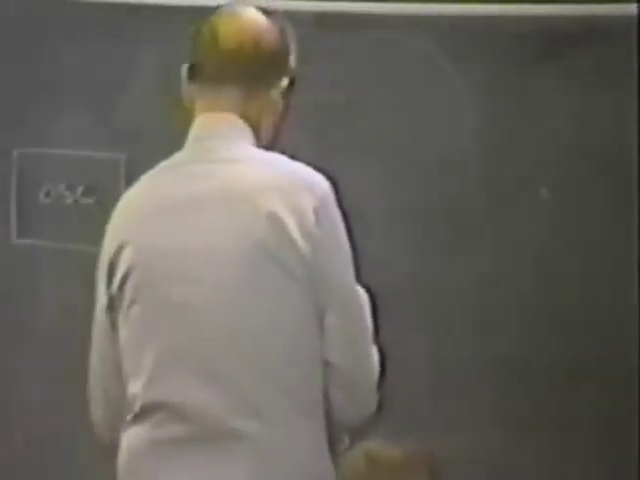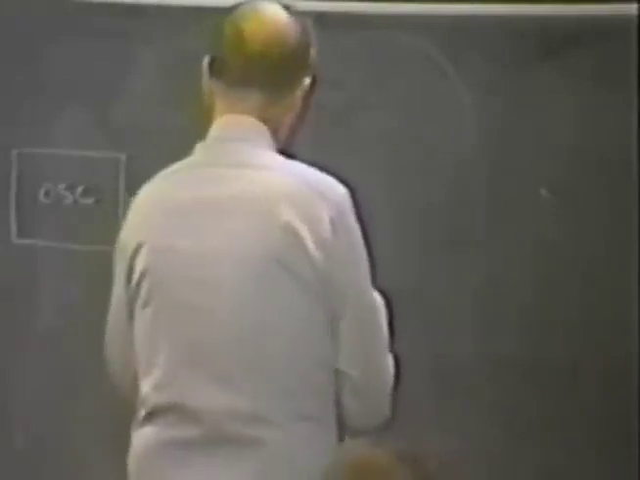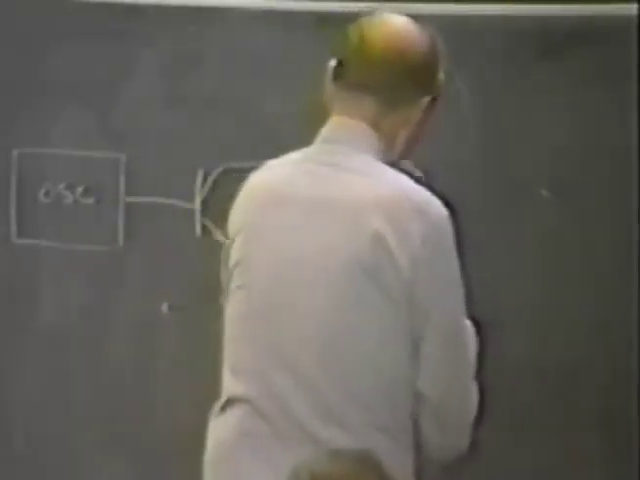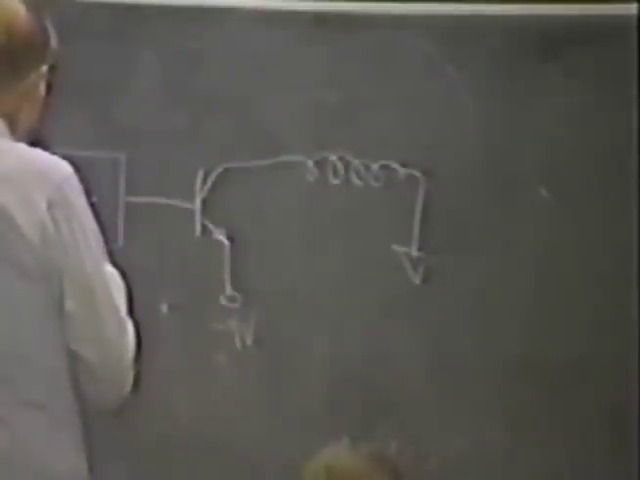And this one goes to, I think the way it's done right now is minus 9 volts. This comes out to a coil, which then goes to ground. And of course you have an RC out here to control the frequency.